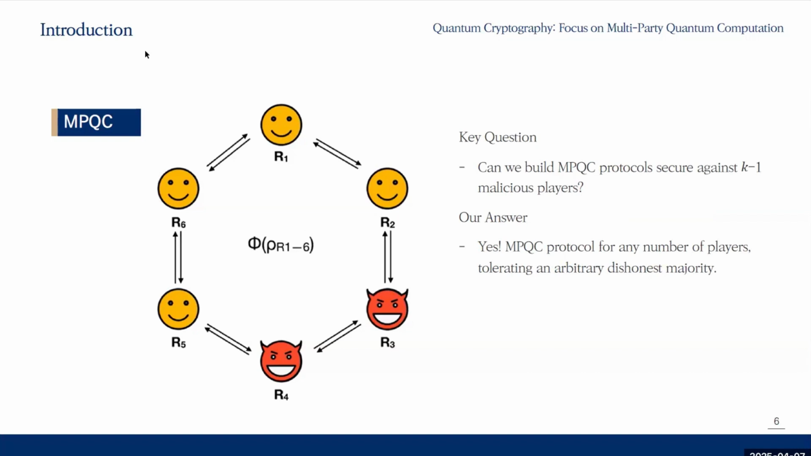The authors present an MPQC protocol that works for any number of players, tolerating an arbitrary dishonest majority. This is a major step forward compared to classical protocols, which usually require at least half of the players to be honest.